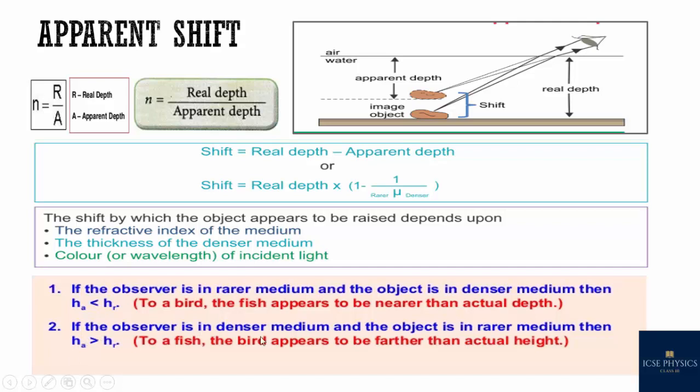Now, if the observer is in denser medium like fish in water, and the object is in rarer medium, like air. To a fish which is in water, the bird appears to be farther than the actual height. So in this case, apparent depth is always greater than the real depth.